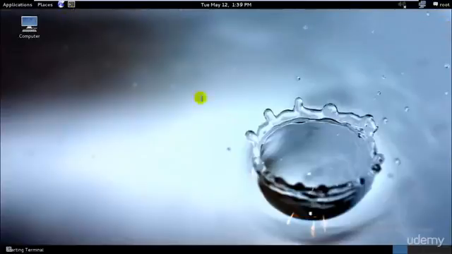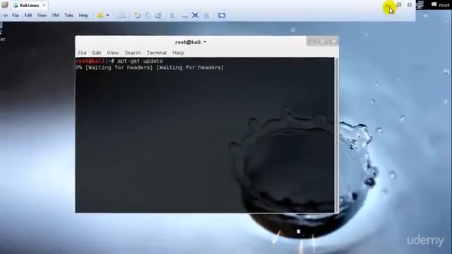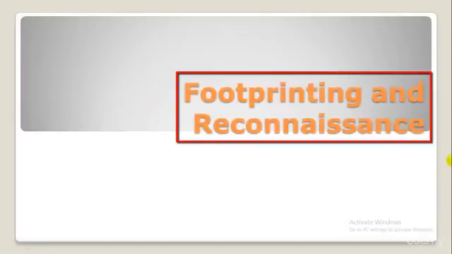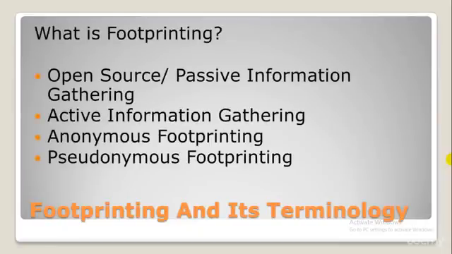Let me check the updates. By the time it gets updated, let's start with the footprinting terminology. Footprinting and reconnaissance is what we would be learning today. These are the several ways of gathering information. Before we go deep into this concept, it is important to know the basic terminology used in footprinting, and these terms will help you understand the concept of footprinting and its structures.